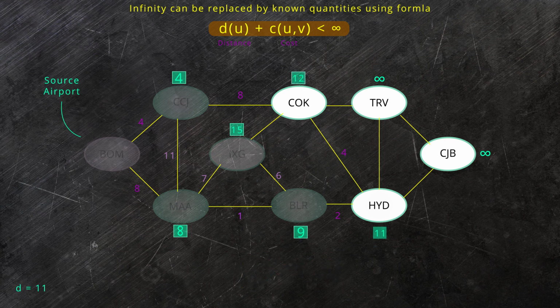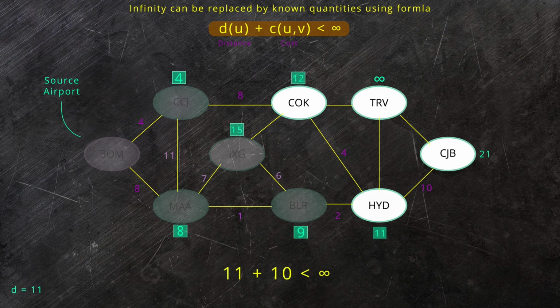Again, look at the next route. TRB is infinity and CJB is also infinity. Obviously, it will be less. You will have to update TRB and CJB. So from Hyderabad to CJB, the cost of operation is 10, right? So distance of U plus cost of U to V, that means 11 plus 10, that is 21. So 21 is obviously less than infinity. So you will be updating CJB to 21. 10 plus 11, that is 21.